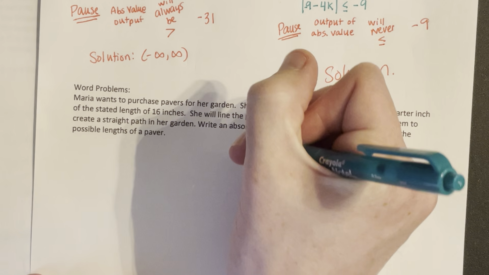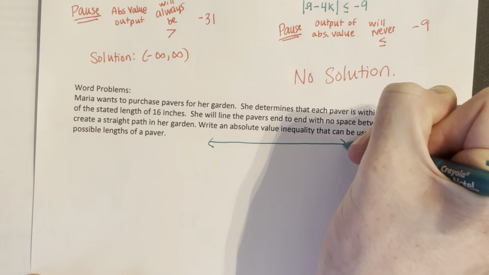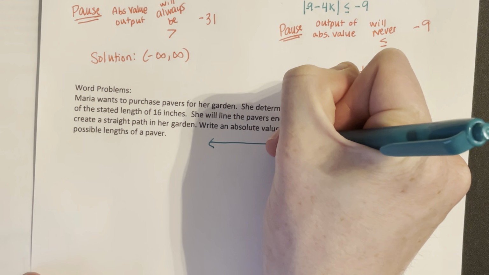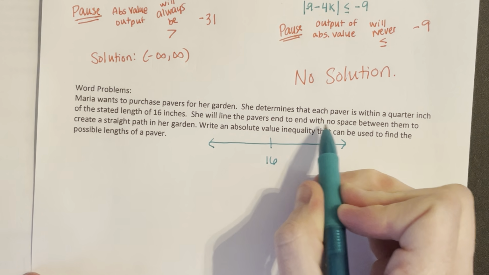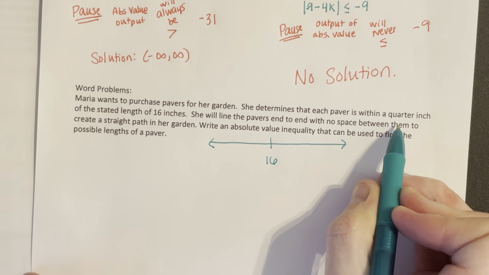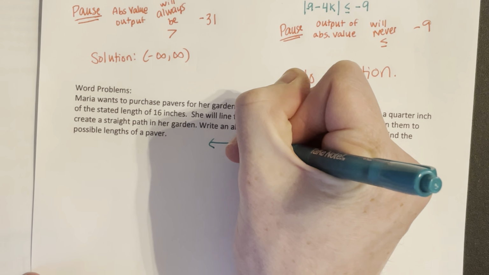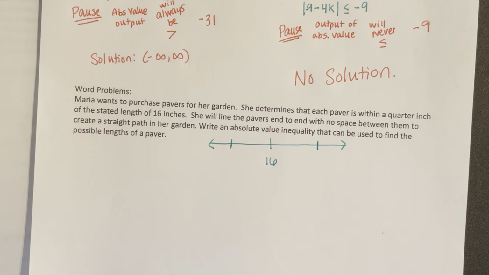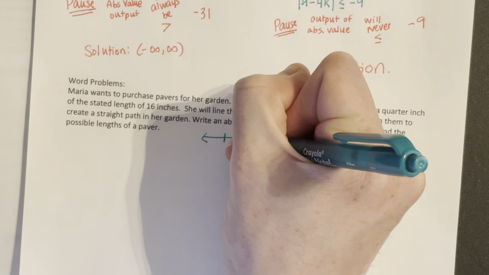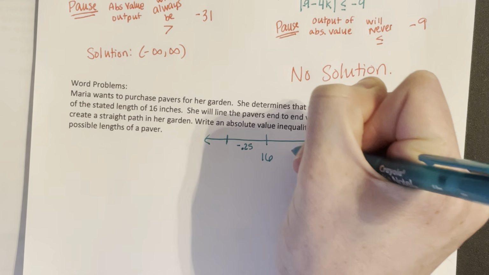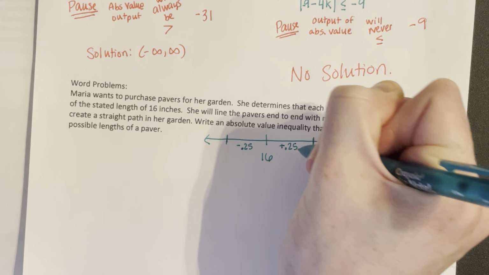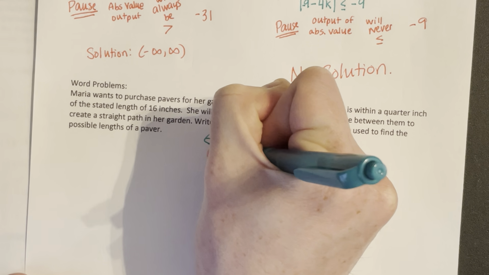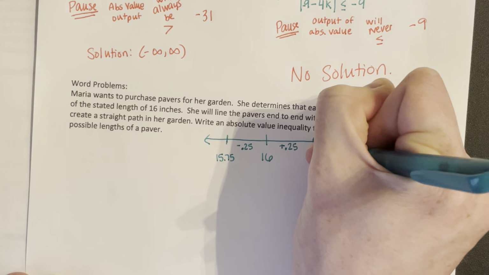So if we think about what that means, really, let's put this on a number line. Our target goal is that the paver is going to be 16 inches. So it should be 16, but it says that each paver is going to be within a 1/4 inch. So we're thinking about there's some leeway between what that actual paver could be. So it could be within a 1/4 inch, which means if I subtract 0.25 or add 0.25, that's the tolerance level. That puts me at 15.75 and 16.25.